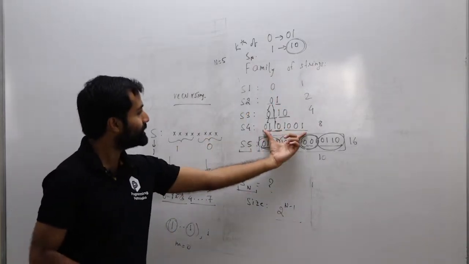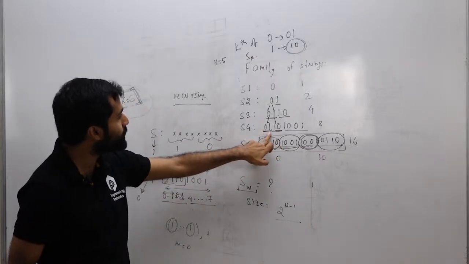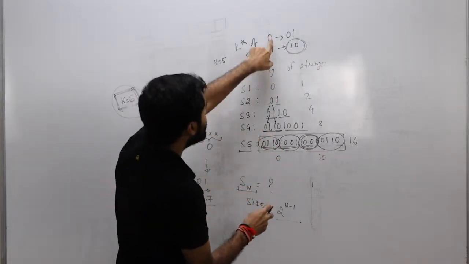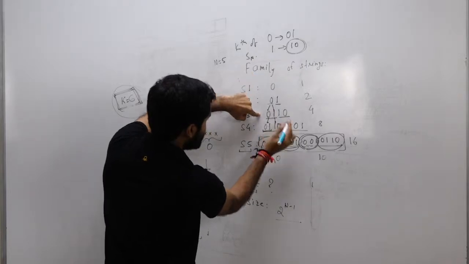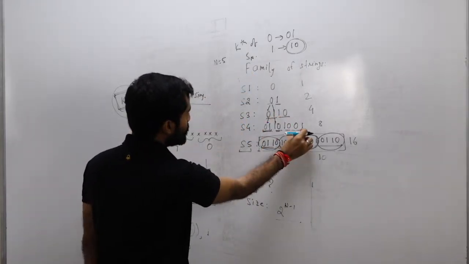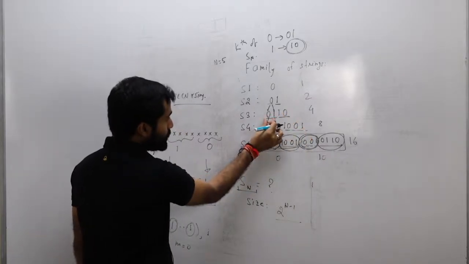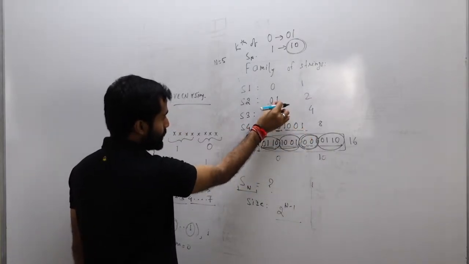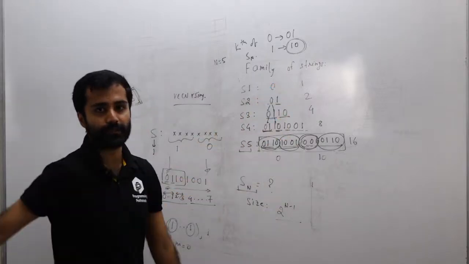Let's look at this. 0, 1 goes back to 0, 1 goes back to what? 0, which is this. 1, 0 goes back to 1. 1, 0 goes back to 1. 0, 1 goes back to 0. 0, 1 goes back to 0. 1, 0 goes back to 1. And 0, 1 finally merges to 0.